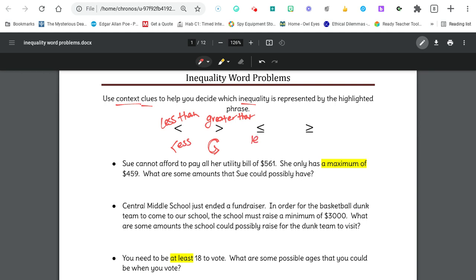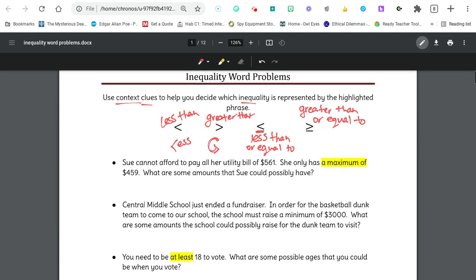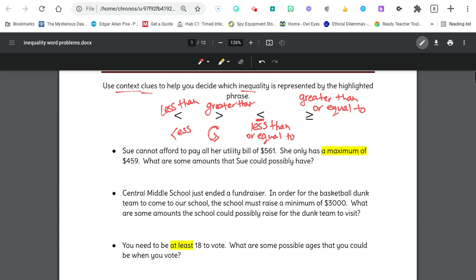So this has to be less than or equal to. The little line means equal to. I know you all know that by now, I'm just recalling. And this is greater than or equal to. And those are the words we normally see, but there are other words to indicate that these symbols exist, okay? Not just less than, not just greater than, not just less than or equal to or greater than or equal to. So that's what we're going to look at on this page.